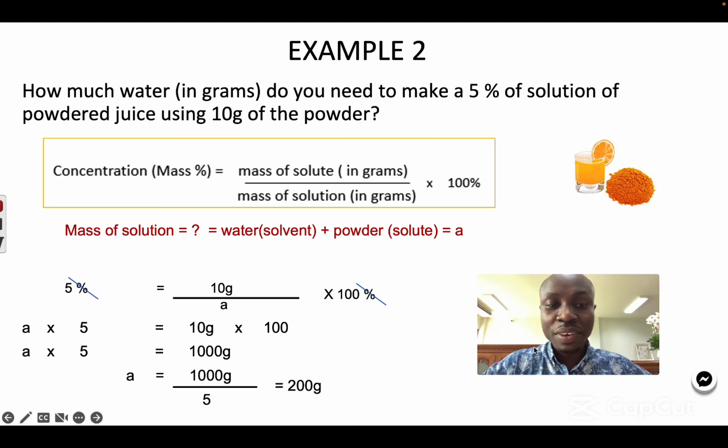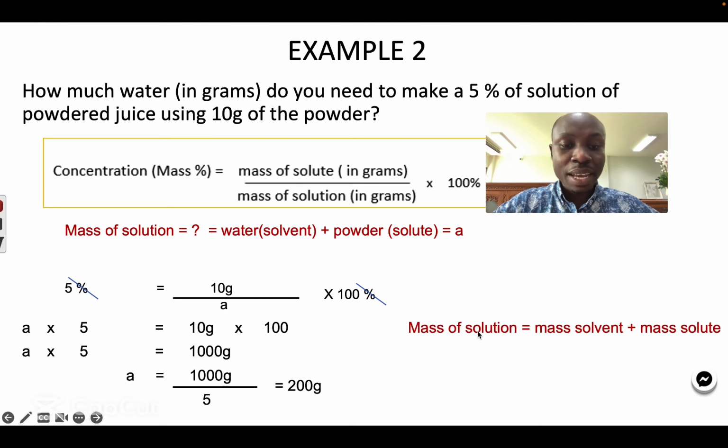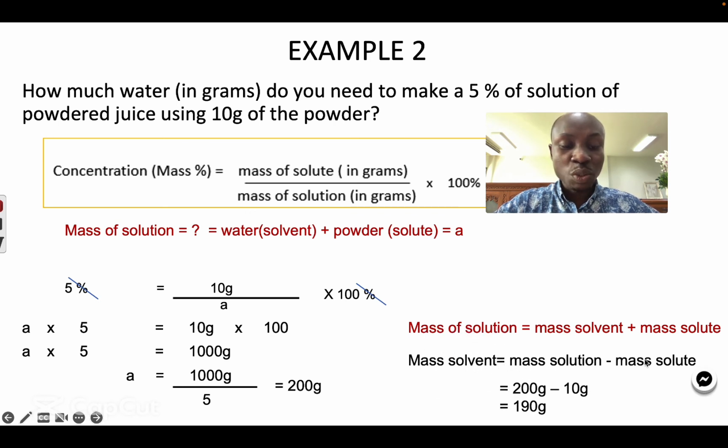But the question wants us to find what? Mass of water. Not the solution, but the water. So I said, how much water do we need? So let's write the formula again. Mass of solution is equal to what? Mass of solvent plus mass of solute. So we can say that the mass of the solvent is equal to mass of the solution minus mass of solute. And that will give us 200 grams minus 10 grams, which is equal to 190 grams. So we need 190 grams of water and 10 grams of the powder. Mix them together and we have a concentration of 5%.